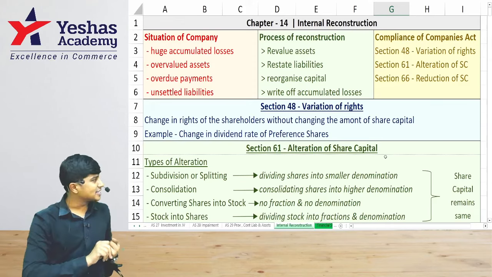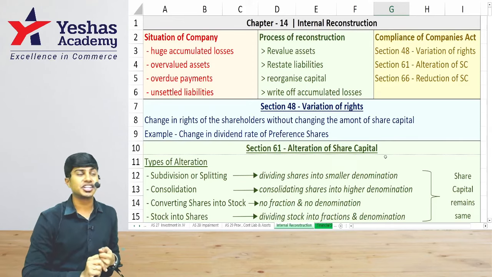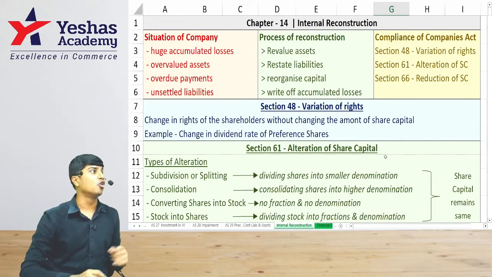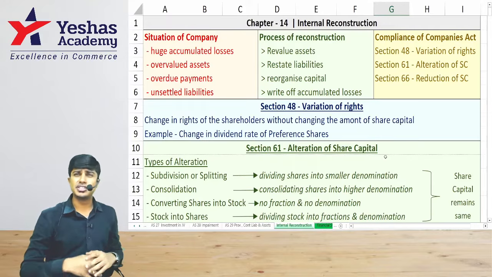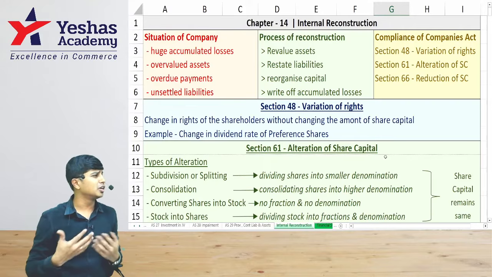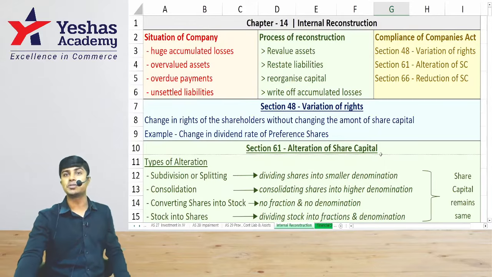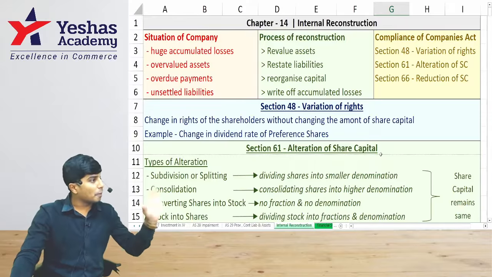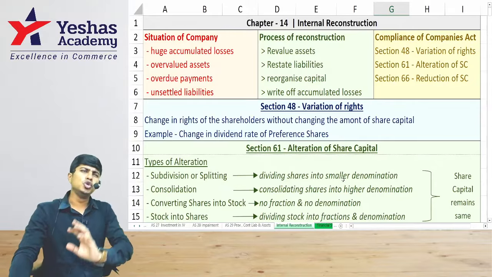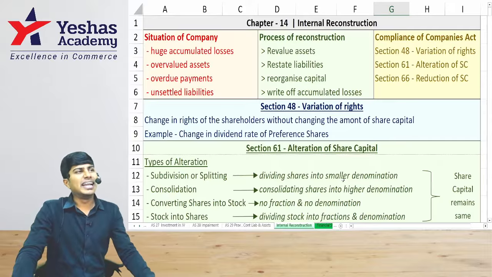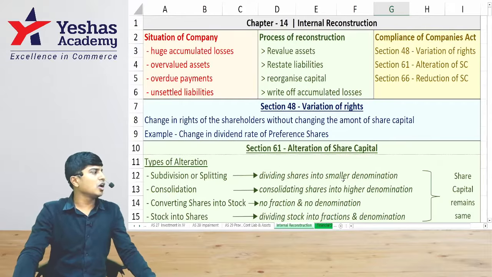Let's now quickly revise the topic of internal reconstruction, which is chapter 14 of your syllabus. A company will go through internal reconstruction when it is on the verge of being liquidated. The assets are overvalued, the payments are due, the liabilities are not paid on time, expenses have also not been paid, creditors have stopped supplying the goods, debtors have stopped paying the money, and the company has huge accumulated losses, and net worth is also negative. The only option in front of the company is liquidation.